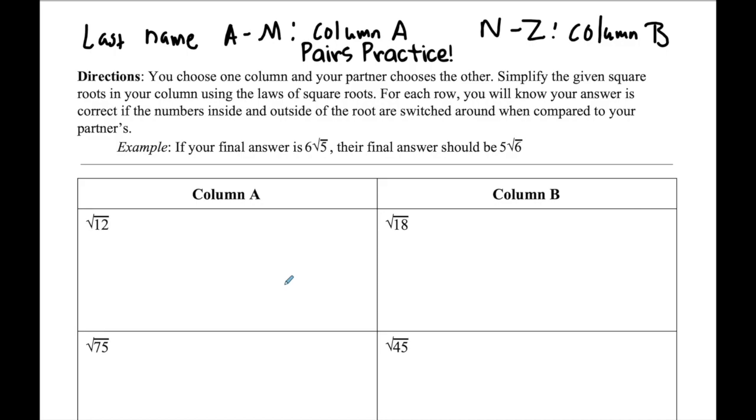All right, and so you're going to know if your answer is right because in the final answer, the numbers inside and outside the root will be flipped. So for example, if column A gets 6 root 5, column B would get 5 root 6. Another example, if column A gets 2 root 3, column B would get 3 root 2. That's how you're going to know you're right. Okay, so please make sure, 1, you identify your column, and 2, you're ready to do the problems. Please make sure that you've filled out 310 entirely, and rewind if need be.